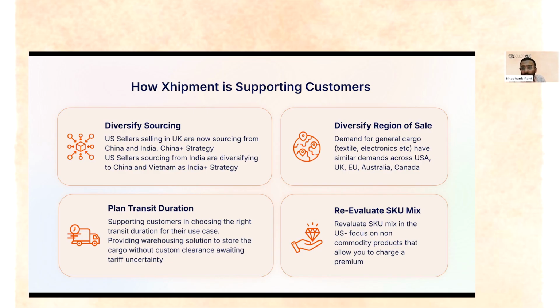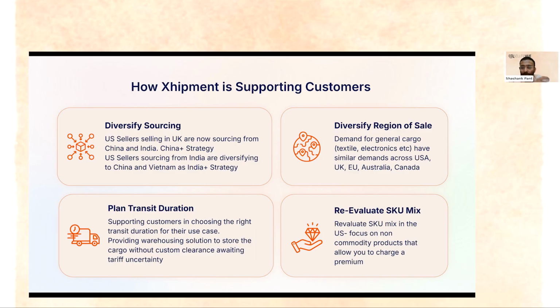The other strategy I'm seeing on the ground that sellers are adopting is to reevaluate the SKU mix. Gone are the days when you can sell a commodity with lower margins and expect to scale on Amazon.